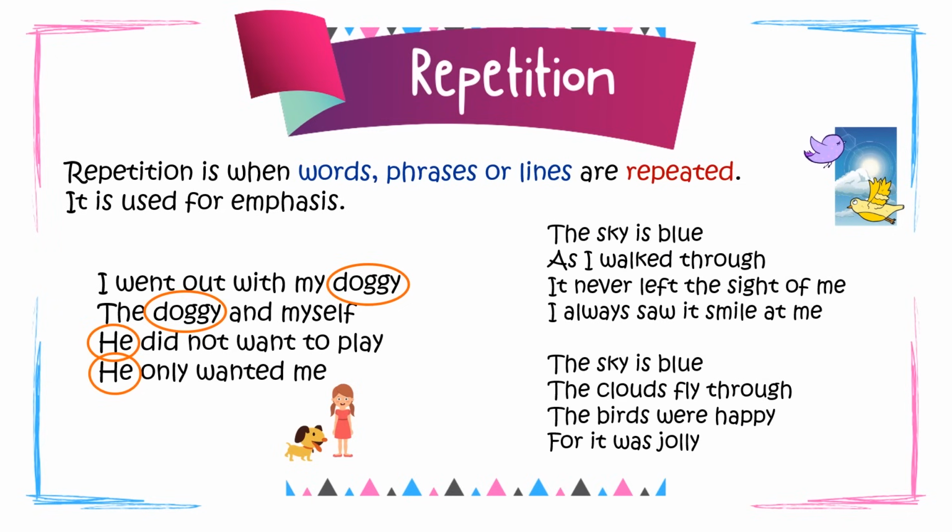The sky is blue as I walk through. It never left the sight of me. I always saw it smile at me. The sky is blue, the clouds fly through. The birds were happy, for it was jolly. Now, the sky is blue. Do you see that the line is repeated here? So why do you think the poet has repeated the sky is blue? That's because he wants to emphasize that it's the season of spring.